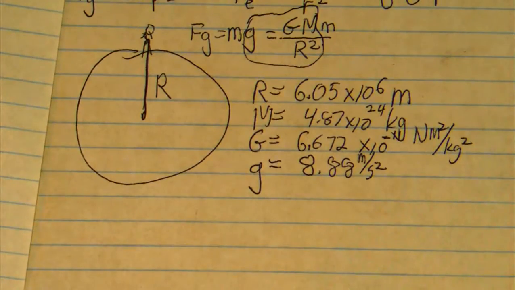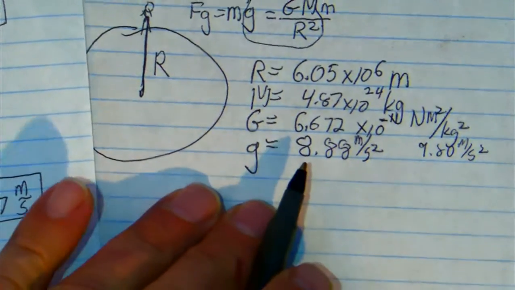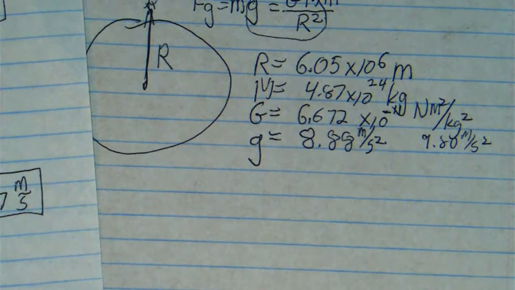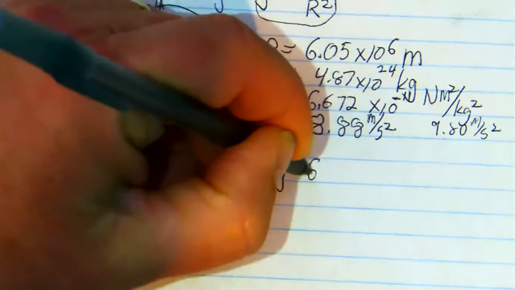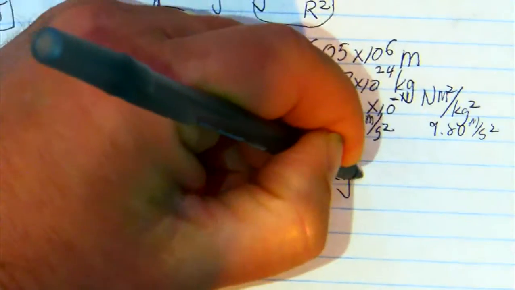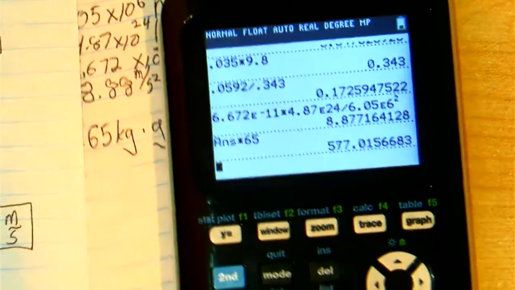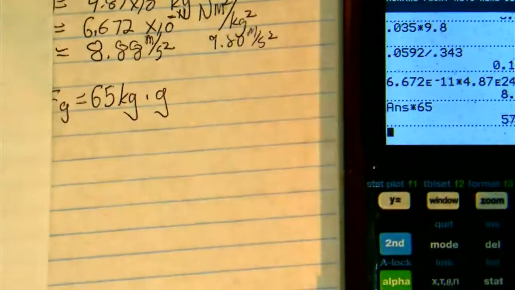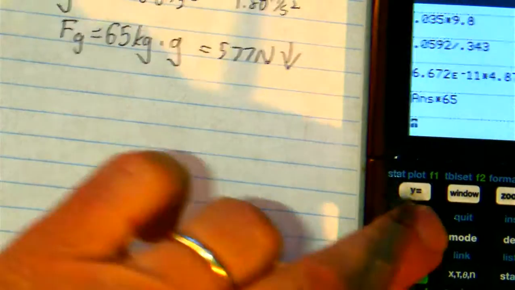So you're a little lighter on Venus than you are on Earth. On Earth, it's 9.80 meters per second squared. On Venus, a little bit less. So how do you calculate the weight of a 65 kilogram person? Your weight is equal to 65 kilograms times the acceleration due to gravity on Venus. So if I multiply this number by 65, the answer is there, 577 newtons. Of course, down towards the center of the planet.